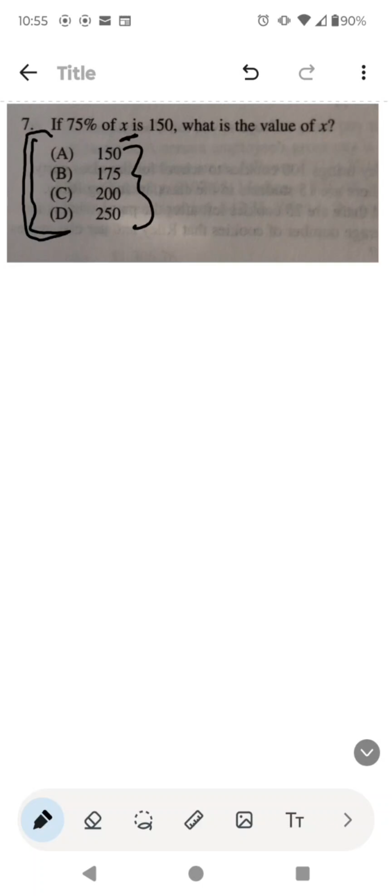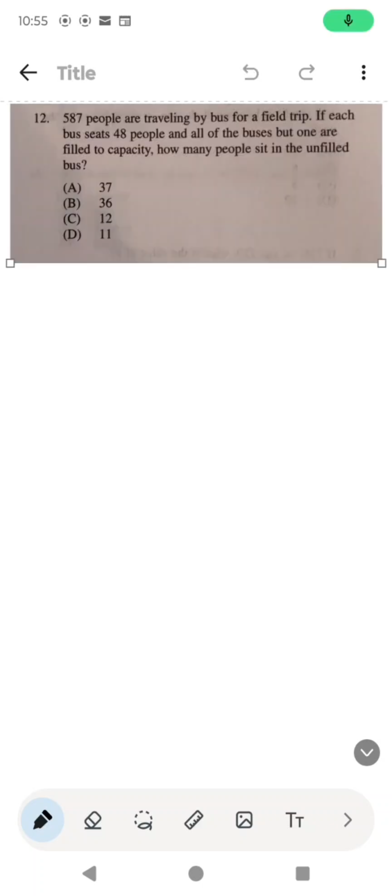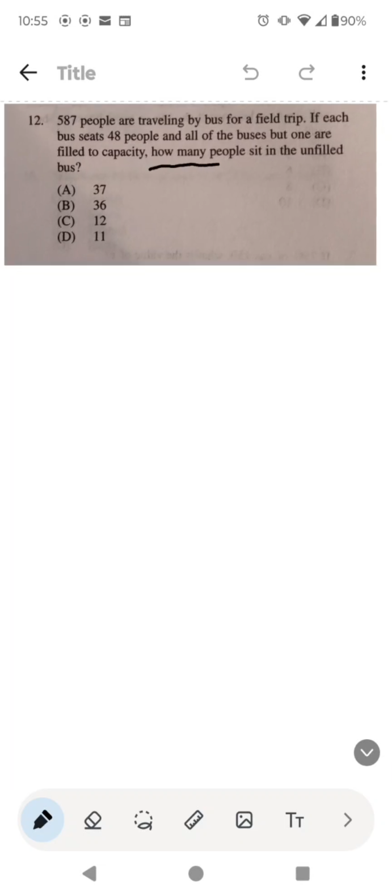Ha! I told you I wouldn't be gone for long. Here we go. 587 people are traveling by bus for a field trip. If each bus seats 48 people and all buses but one are filled to capacity, how many people sit in the unfilled bus?